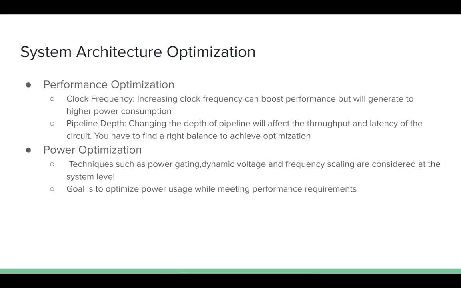In terms of pipeline depth, changing the depth of the pipeline will affect the throughput and latency of the circuit, which could have a positive or a negative outcome. That's why, with pipeline depth, you have to find the right balance to truly achieve optimization. And in terms of power optimization, we have to go over some of the techniques used at the system level, which are power gating and dynamic voltage and frequency scaling. Overall, as we mentioned, the goal of power optimization is to optimize power usage while meeting performance requirements.